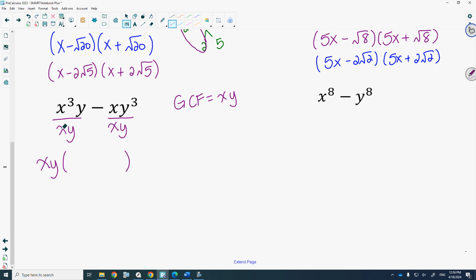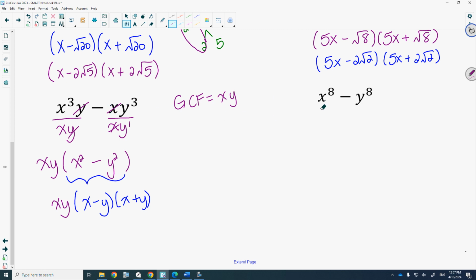So x cubed divided by x will give me x squared, and the y's will cancel, and we'll get y to the 3 divided by y to the 1, which will leave me with y squared. The GCF is a factor, and x squared minus y squared is a factor. This could be further factored by a difference of squares. So this factored would be x minus y, x plus y. And then don't forget your GCF in front. Okay, so that would be the fully factored form of that function.